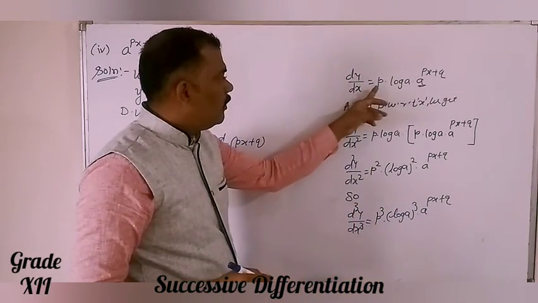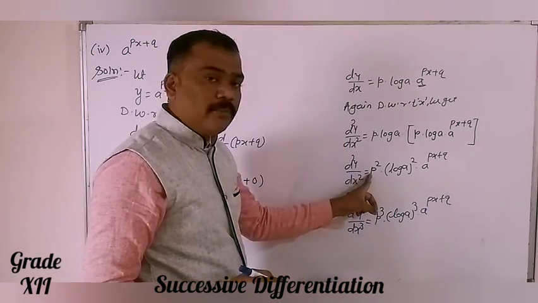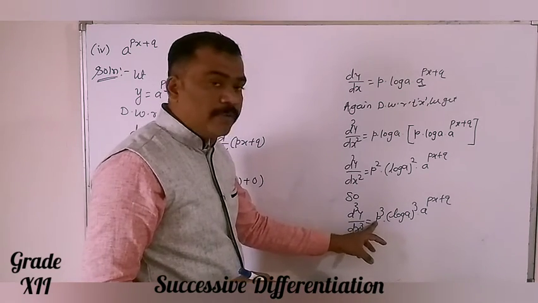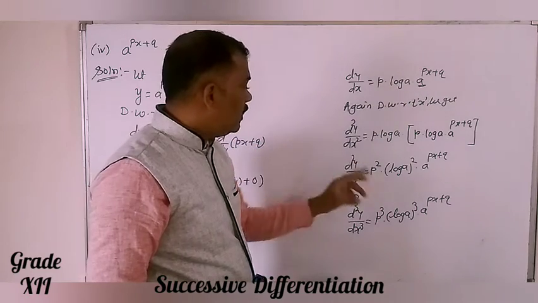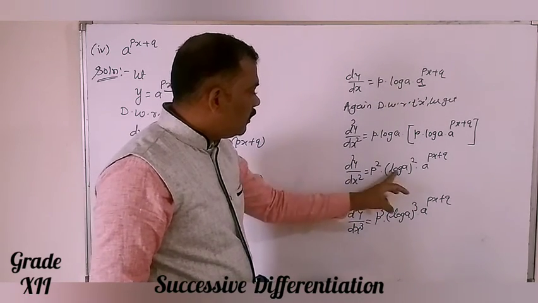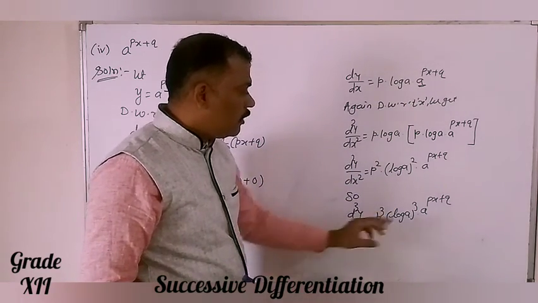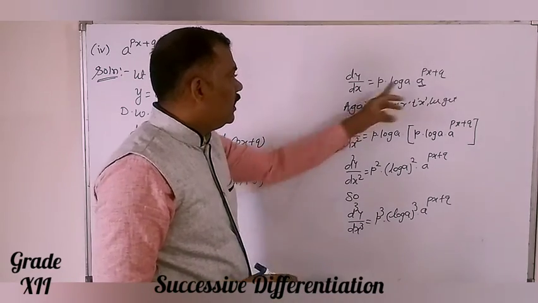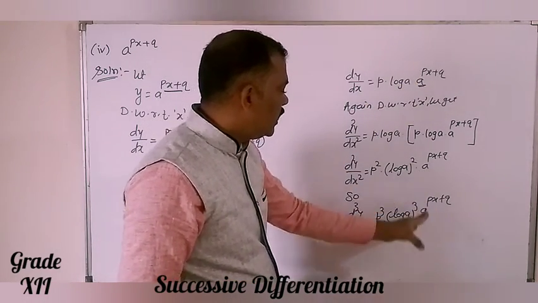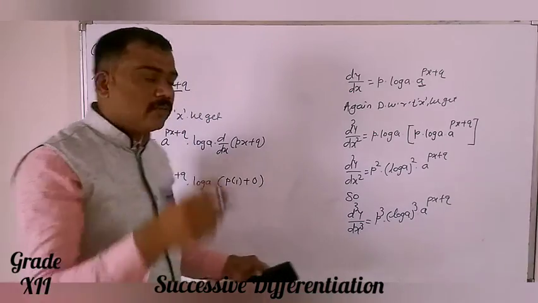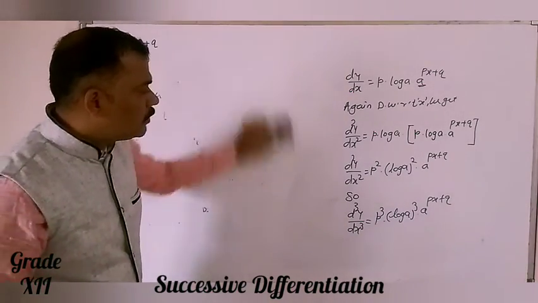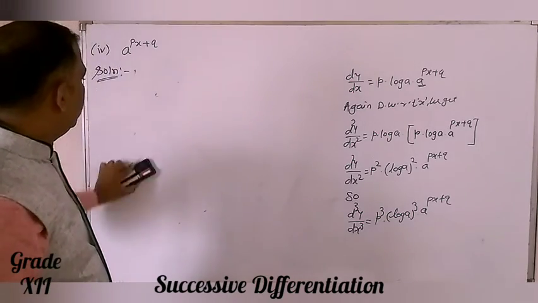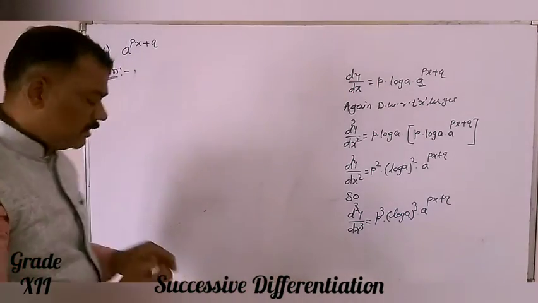First order derivative, power of p is 1; second order derivative, power of p is 2; third order derivative, power of p is 3. First order derivative, power of the log is 1; second order derivative, power of the log is 2; third order derivative, power of the log is 3. A raised to px plus q is common in all, so that we can write a raised to px plus q in the third order derivative, so that we can write the general derivative.